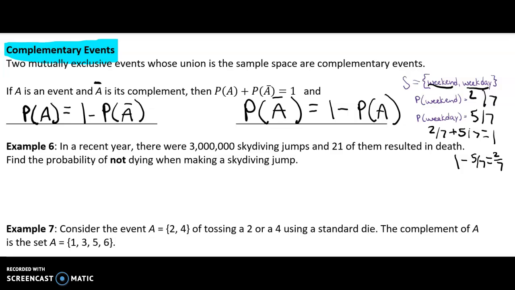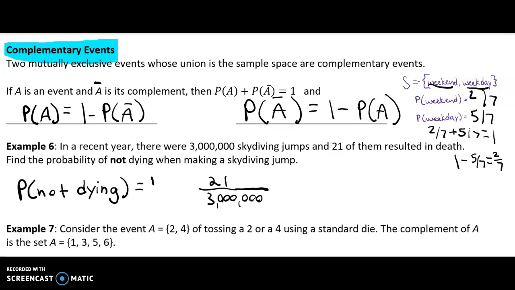If you remember from part 1 of our video, we looked at a skydiving question. Here we have, in a recent year, there were 3 million skydiving jumps and 21 of them resulted in death. Find the probability of not dying. Before, we found the probability of dying. Our sample space here would be made up of either dying when you jump or not dying when you jump. So we can use complements to find our probability of not dying. We knew the probability of dying was 21 over 3 million.